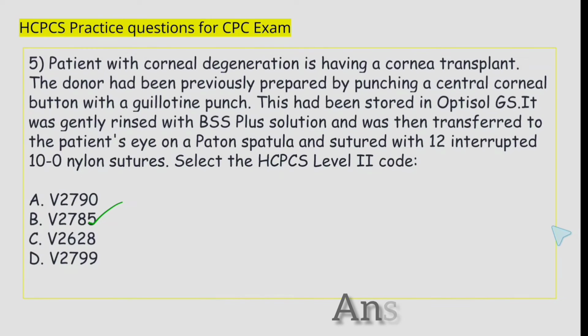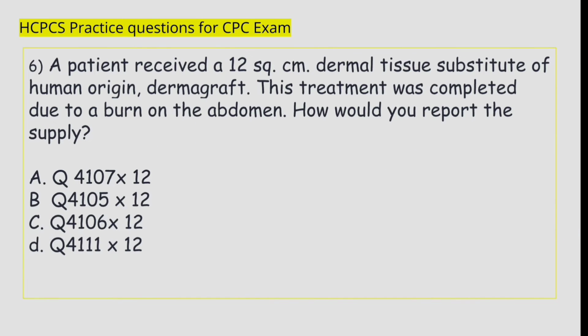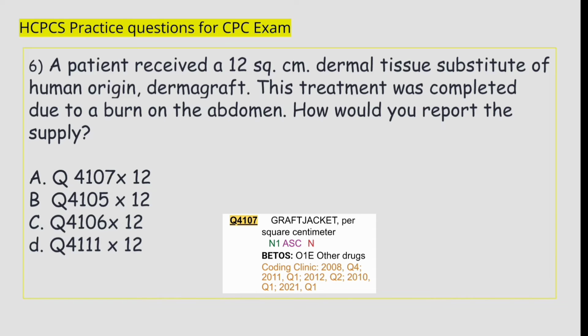Next question. A patient received a 12 square centimeter dermal tissue substitute of human origin, Dermagraft. This treatment was completed due to a burn on the abdomen. How would you report the supply? Q4107 is for GraftJacket per square centimeter. But in our question, they have mentioned dermal tissue substitute, that is Dermagraft. So we should not code for GraftJacket. So we'll eliminate option A.